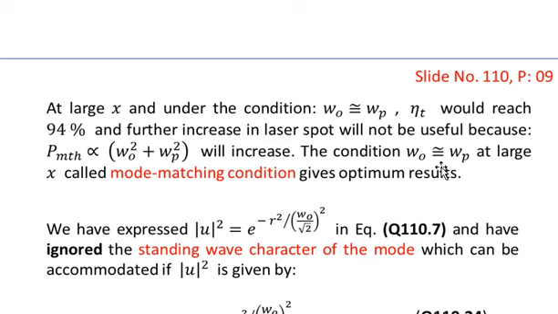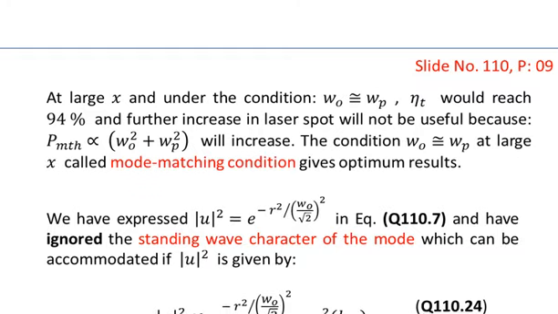The condition that W naught is of the same order as WP at large x is called the mode matching condition, and it gives optimum results. So you see that under the condition that W naught is of the same order as WP, and for large x values, the condition is called the mode matching condition, and this will give you the optimum results in terms of efficiency and in terms of the minimum threshold power.